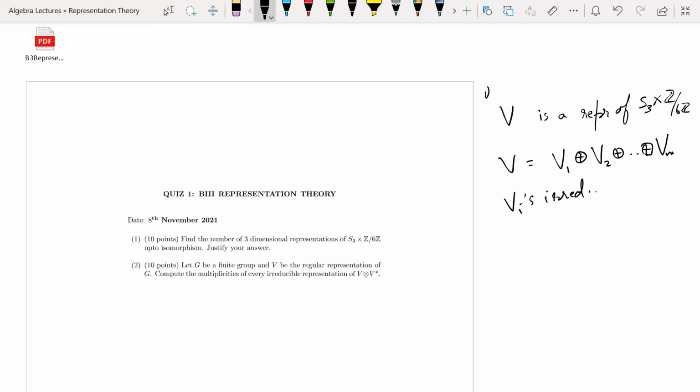And we know what the irreducible representations of S3 cross Z mod 60 look like. Any irreducible representation of S3 cross Z mod 60 is basically an irreducible representation of S3 tensor an irreducible representation of Z mod 60. So Z mod 60 we know. How many irreducible representations does Z mod 60 have? 60, and they all correspond to various group homomorphisms from Z mod 60 to C star.